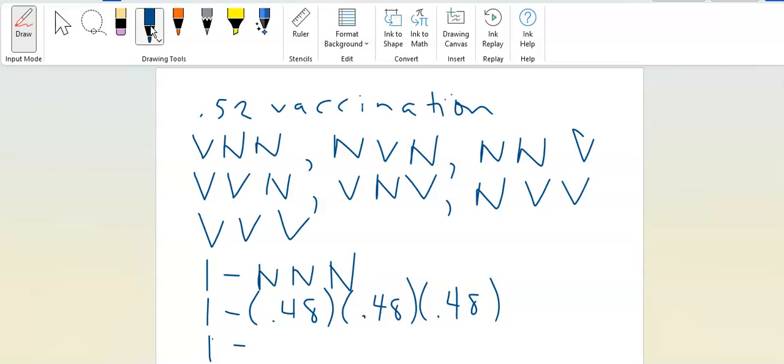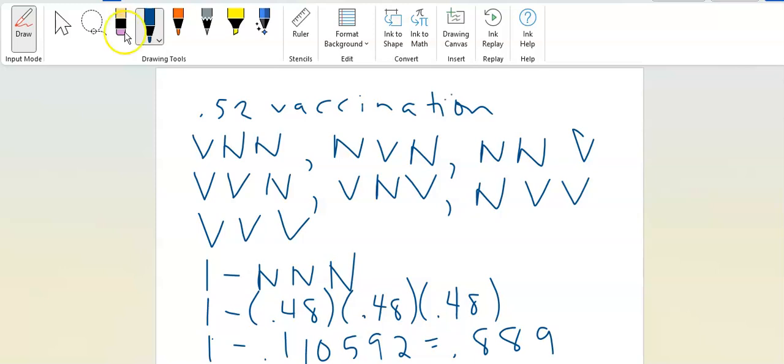Let me see if I can stick that in the calculator. All right, so I'm going to get 0.110592, and then I'll let my calculator do that subtraction, and we get 0.88. I think it said three decimal places, so I'm going to round to 0.889. All right, and there we have it. This is the probability that at least one of them is vaccinated.